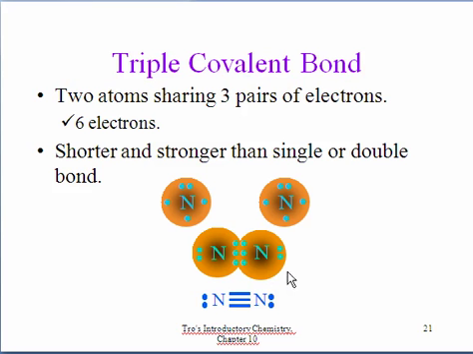And this is why nitrogen exists as a diatomic molecule, because when it has this triple bond, each nitrogen has 8 electrons, the stable noble gas valence electron configuration.